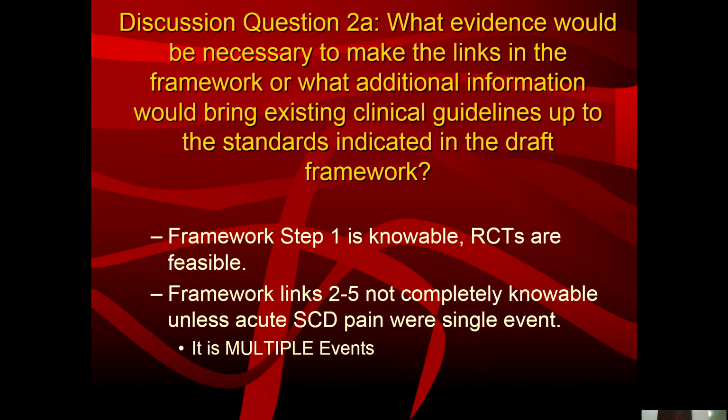What evidence would be necessary to make these links? And I said that the knowable thing is step 1, where randomized controlled trials could easily be done and more are needed. And then frameworks 2 through 5 were not completely knowable. Links were not completely knowable unless you were looking at a single acute vaso-occlusive episode. And I already showed you that these occlusive episodes are rapidly repetitive in some patients, rarely repetitive in others, result in chronic pain in others.